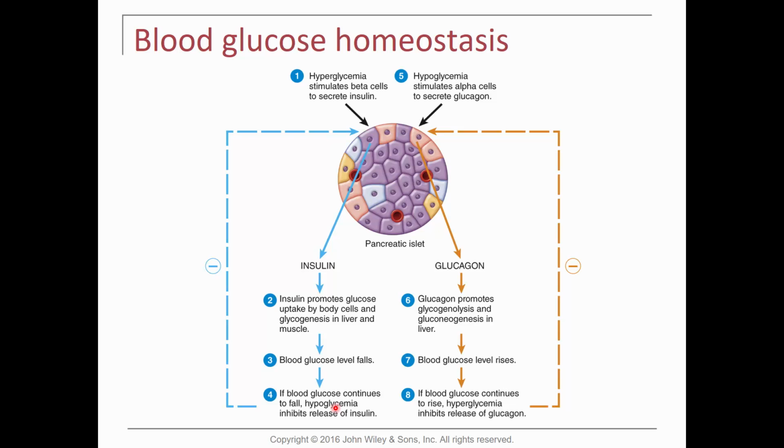And if blood glucose level goes down even more, then we're going to stimulate glucagon. Glucagon is then going to work on the liver to break down glycogen and to produce new glucose. The blood glucose level goes up. If it continues to go up, then we'll inhibit glucagon. And then if the blood glucose gets too high, then we're back to insulin again. So hopefully you'll see this is a negative feedback mechanism centered around regulating blood glucose level.